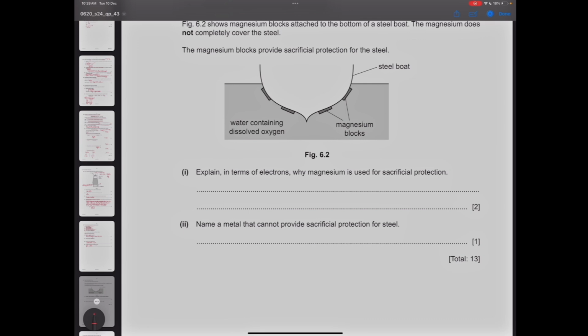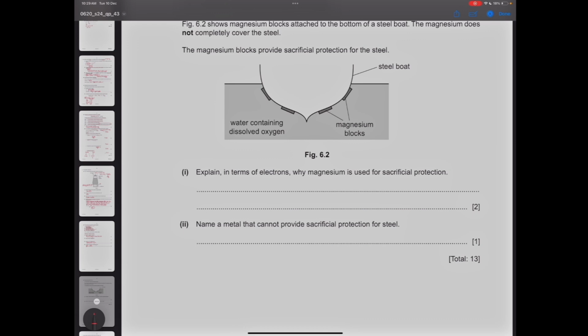See, what you need to understand here is, in sacrificial protection, we use a metal which is more reactive. Why are we using a more reactive metal? Because if it is more reactive, it will react with the moisture, water, oxygen present nearby, hence saving the metal you are trying to protect, right?